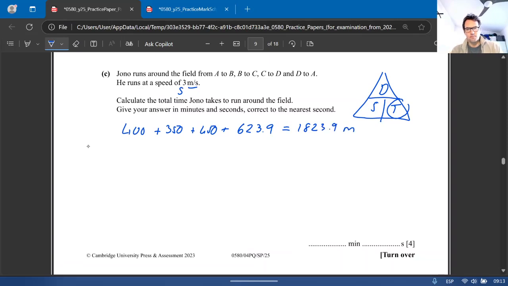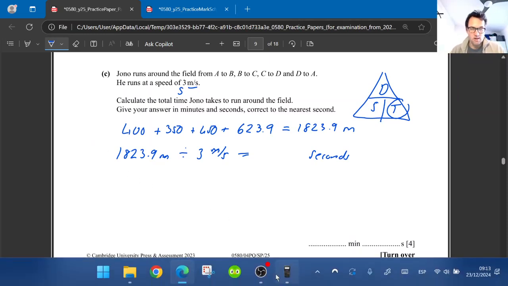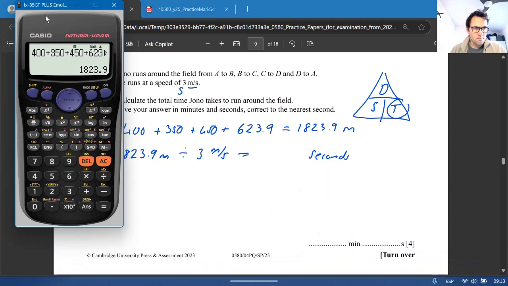Meters. Okay, so distance divided by speed will give us the time. So we go 1,823.9 meters divided by 3 meters per second. I write the units here because it's important, right? So the meters will cancel with the meters, and that will tell us our answer is in seconds. Meters divided by meters per second will give us seconds, because what we want is the time.